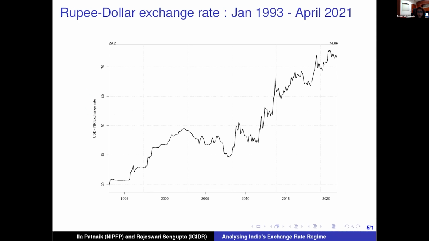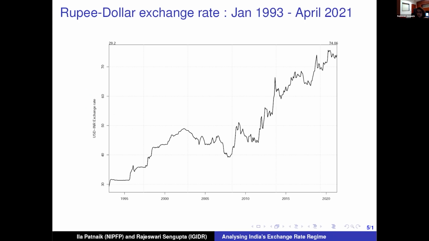This is a graph of the nominal rupee-dollar exchange rate from Jan 1993 to April 2021. And you can see that over this very long period of time, of course, there has been a fair movement in the exchange rate. It's gone from roughly 29 to 74. It has depreciated very steeply, and there has been a lot of movement.